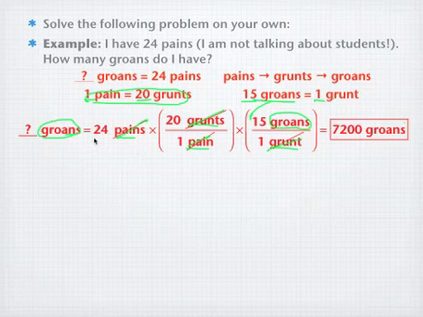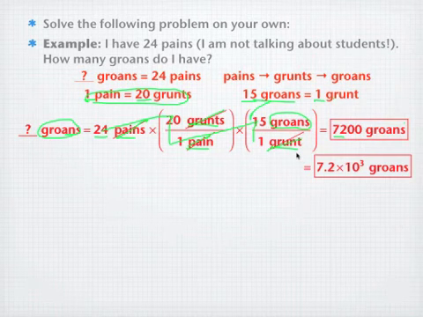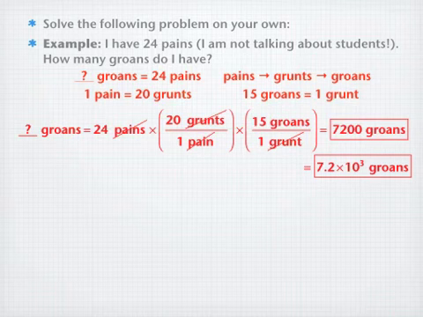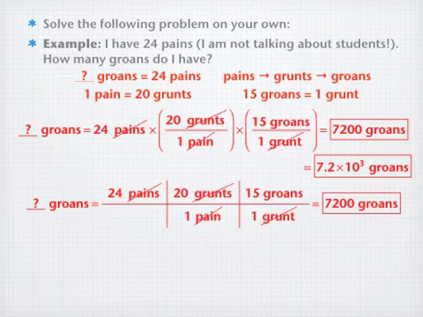We have 2 significant figures in our starting number, so we do our math. 24 times 20 divided by 1 times 15 divided by 1 gives us 7,200 groans. Now you could use scientific notation. You don't have to here, but scientific notation will tell us that we have 7.2 times 10 to the third groans. Finally, if you want to see this using the railroad tracks method, some of you may have used that, here's what your result is going to look like. Hopefully you have something that looks very much like this.